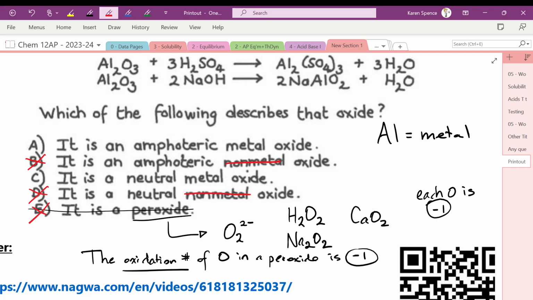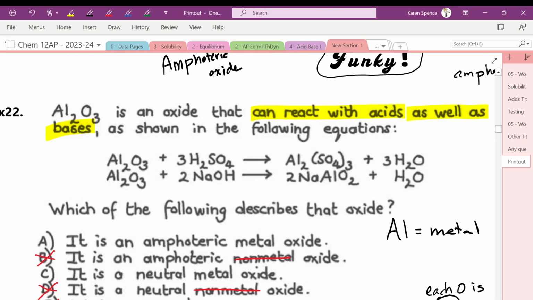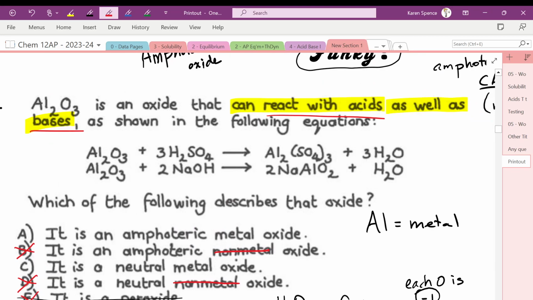And what does it mean to be amphoteric? It can react with acids as well as bases. So therefore, our answer is A. Yes? No. Neutral oxides are different. They are things that actually do dissolve in water and do not react. So water is a neutral oxide. You can't make a solution of aluminum oxide. It does not dissolve. Okay?